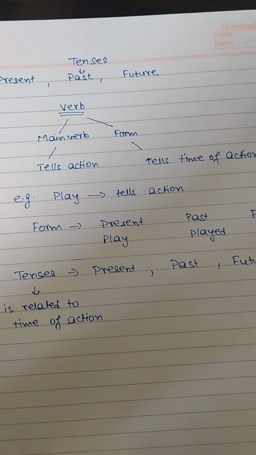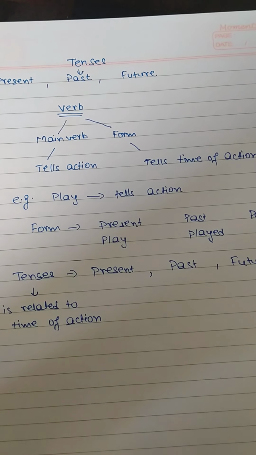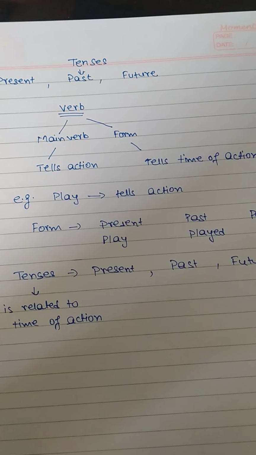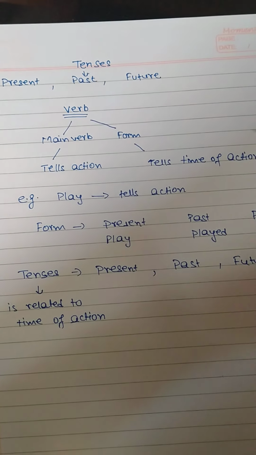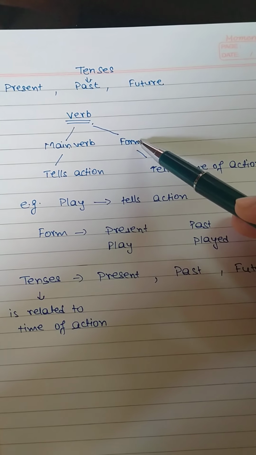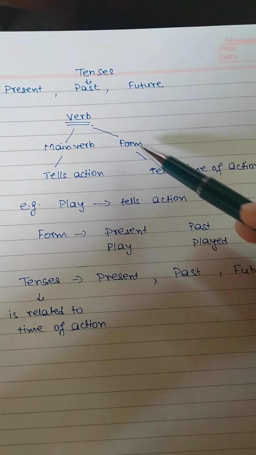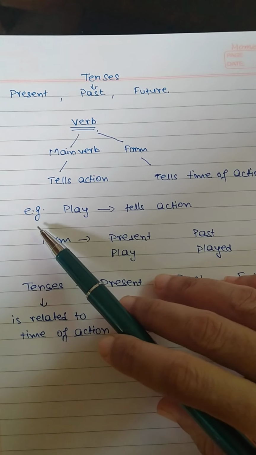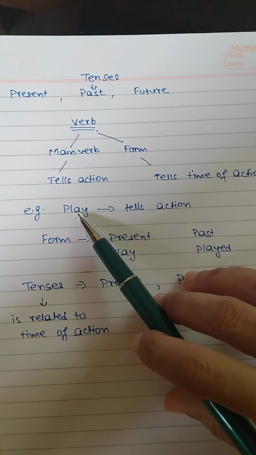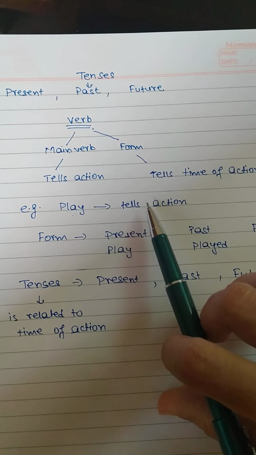One is the main verb, and the other part of the verb, or the other letters that are joined with the main verb, tells us the time of action. So verb has two parts. One is the main verb, and the other part of the word tells the time of action, right? For example, the verb is play, and the word play will tell us the action as well as the time of action.